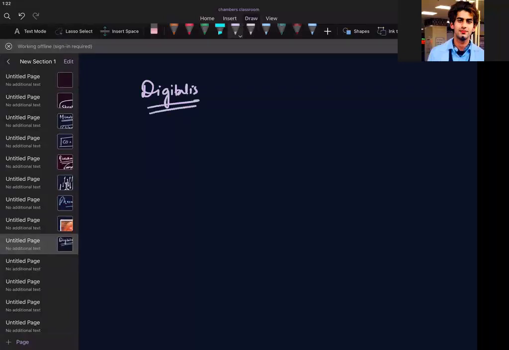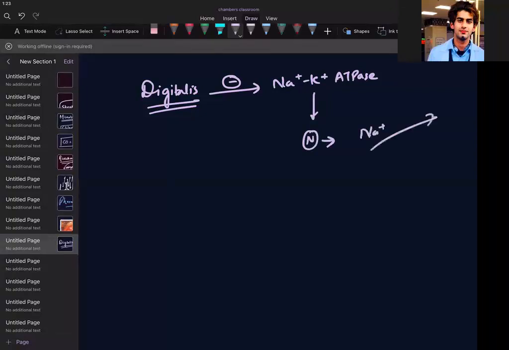See guys, digitalis is basically an inhibitor of sodium, potassium, ATPase. If it is an inhibitor of sodium, potassium, ATPase, that means it should not allow the sodium potassium pump to throw the sodium out and potassium in. What was the normal function of this pump? Normally it was throwing sodium out, potassium in.